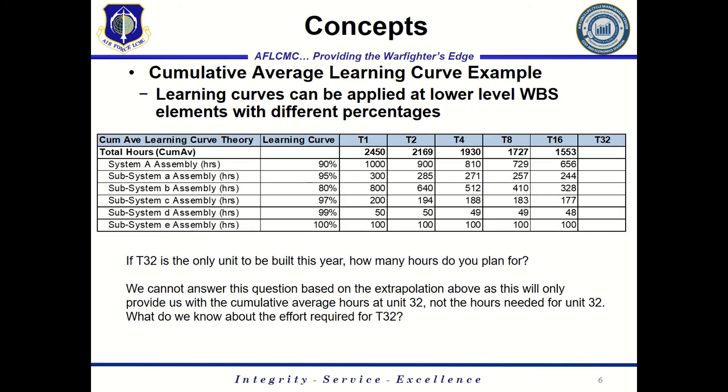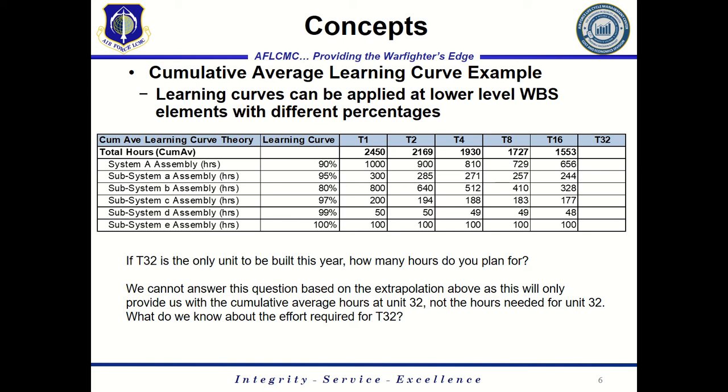However, when we go to the cumulative average learning curve, same scenario, same numbers, except this is now the average of the costs, and we ask ourselves the same question. We can't answer this question now, because if we want to know what to plan for the 32nd unit, the actual calculations here don't give us that answer. They give us the average of all 32 units, not the specific needs for the 32nd unit. So we can't answer the specifics of a unit.